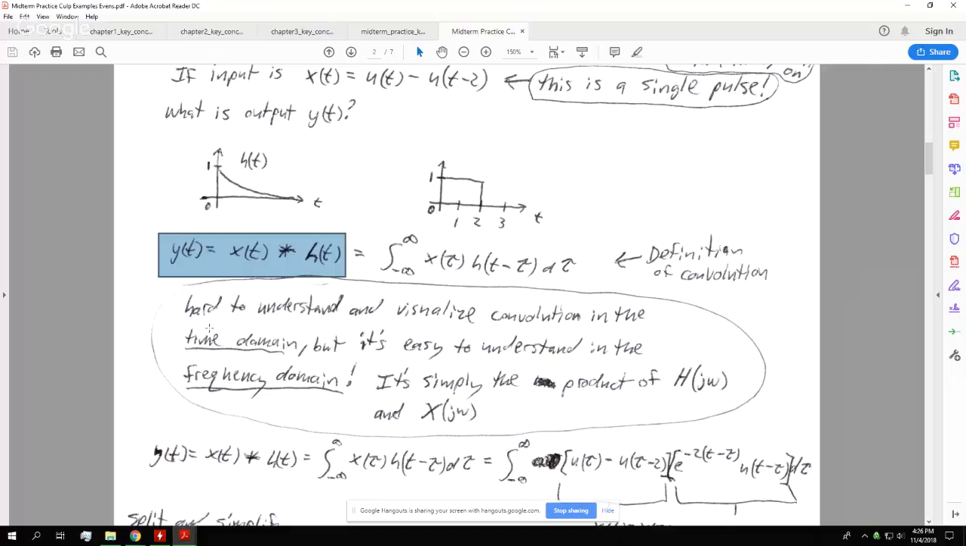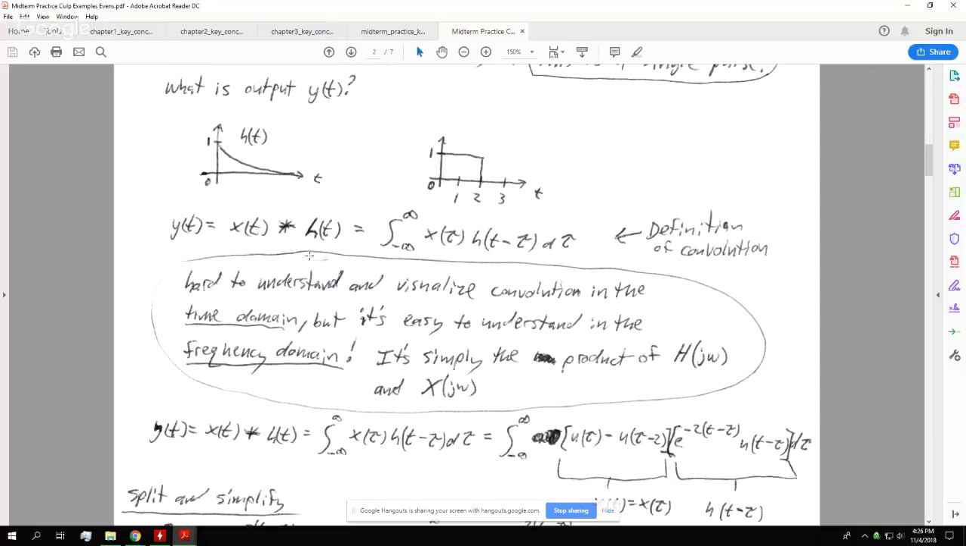But the takeaway that we'll learn later is that when you convert these to the frequency domain, we would have X of j omega times H of j omega. That would be big X and big H, by the way. Those are the frequency domain expressions for the exact same thing. Convolution is simply the product of H of j omega times X of j omega. And then you can more easily visualize what that's actually doing. You'll see that again later. But let's actually go ahead and solve this problem now.